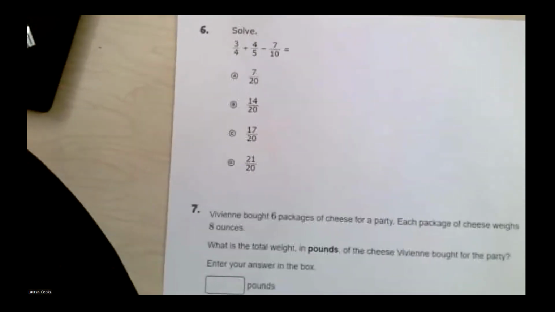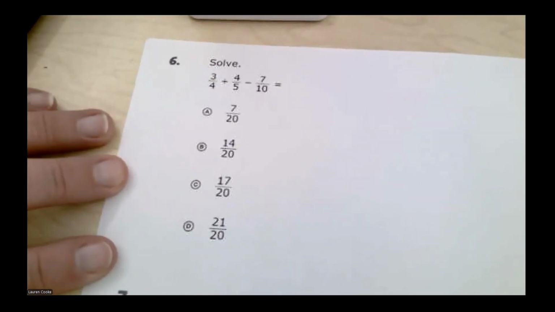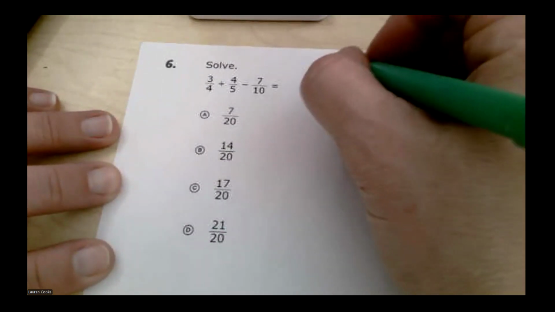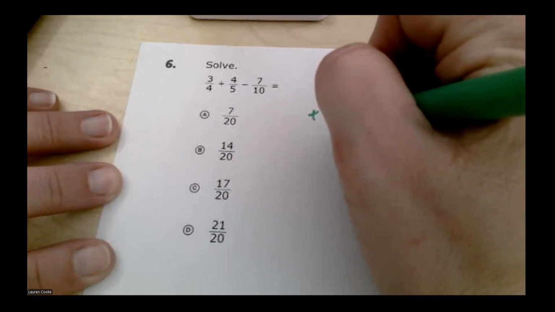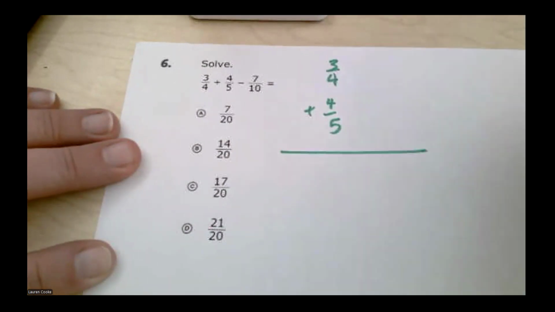All right. Now this one. A lot of us just skipped this or mailed it in, or I'm not really sure what happened here, but don't be afraid of problems like this. Take them one step at a time. So first, we're just going to do 3/4 plus 4/5. And then at the end, we'll come back and subtract the 7/10.